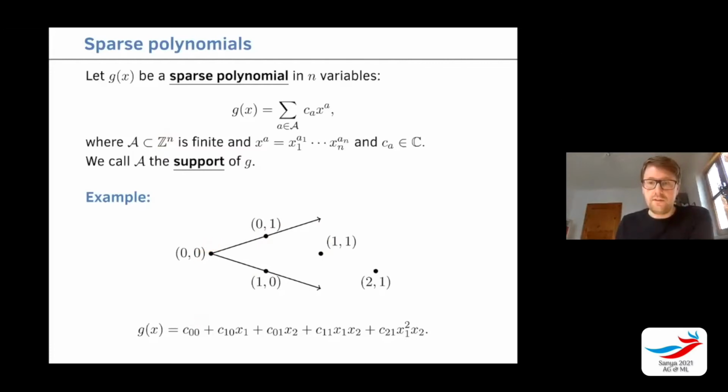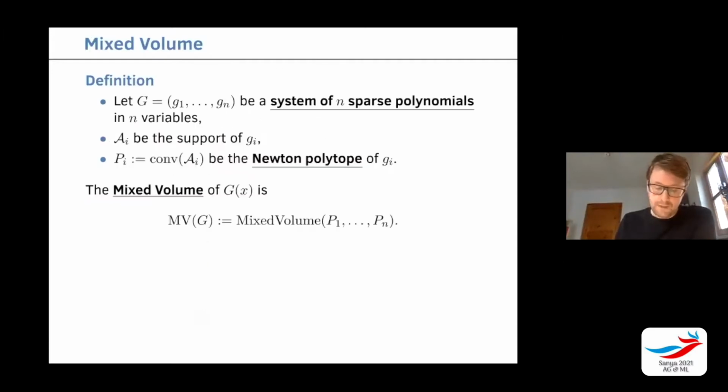Okay, so this is an example of such a sparse polynomial. And as you can see, this is a polynomial of degree 3, but they are not all terms of degree 3. So there are fewer terms. This is why this is a sparse polynomial. Okay. Mixed volume. So now I consider a system of n sparse polynomials in n variables.